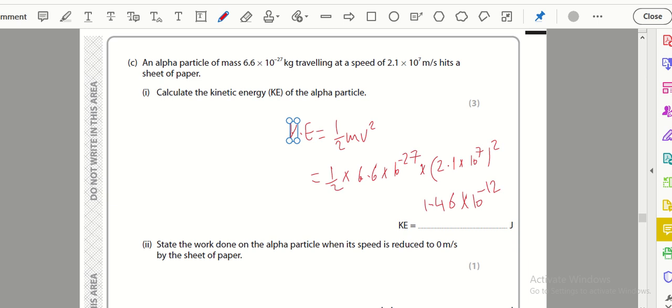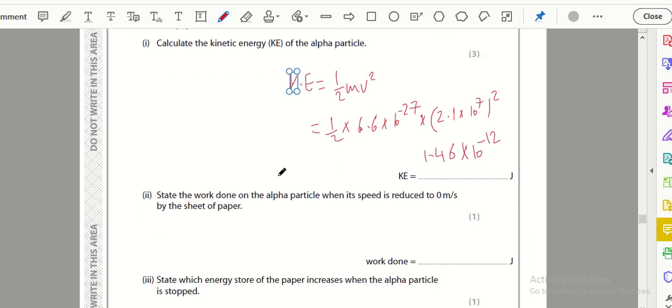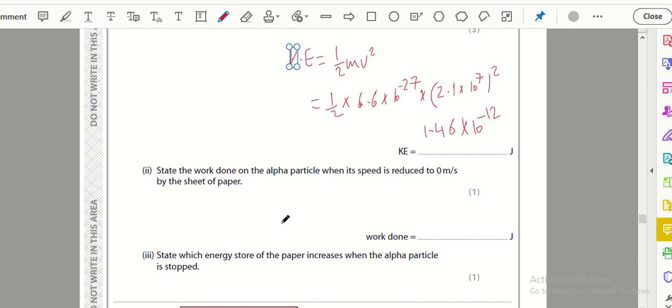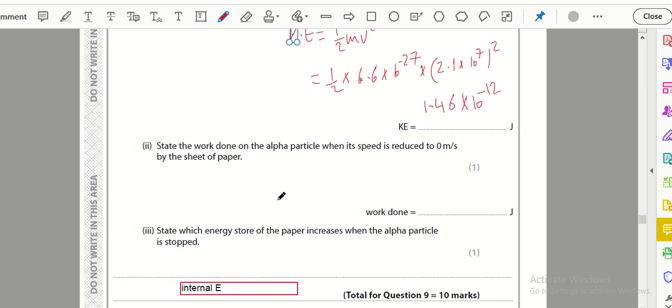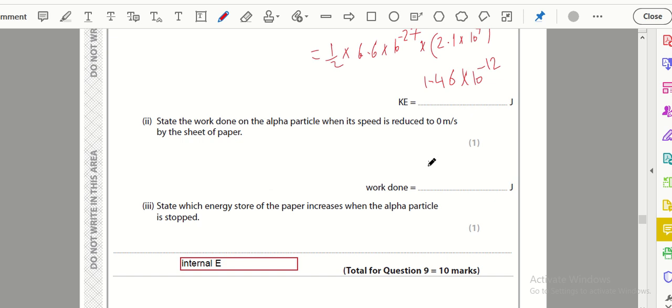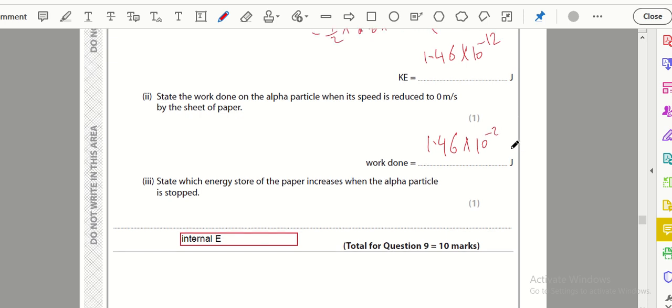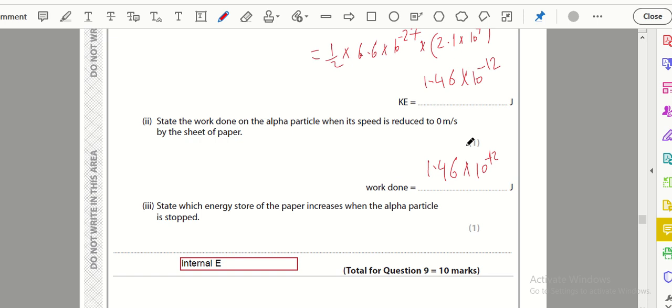The answer will be: the work done on the alpha particle when its speed is reduced to zero by the sheet of paper. It loses all of its kinetic energy that we have just calculated, and the work done by the sheet to stop the alpha particle is equal to the energy lost by the alpha particle, from the principle of energy conservation. So the answer will be what I have just calculated in part one.